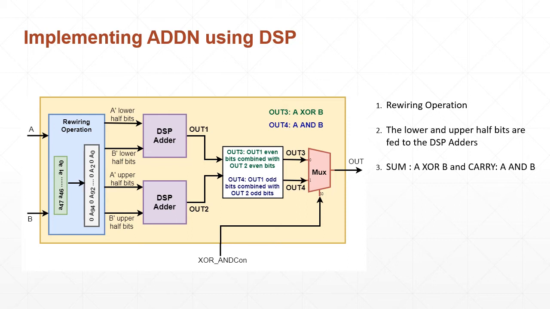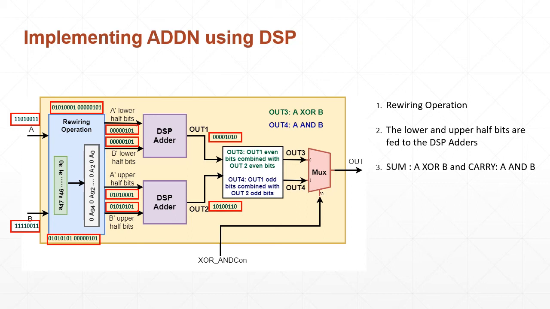Now let's demonstrate this with a small example. As you can see in the example, we have expanded the length of A and B by infusing zeros at every alternative bit position. Now we add the lower halves and the upper halves of A and B using DSP adders.